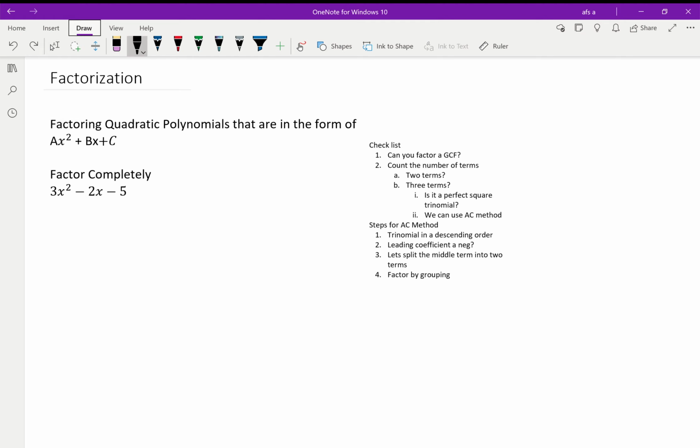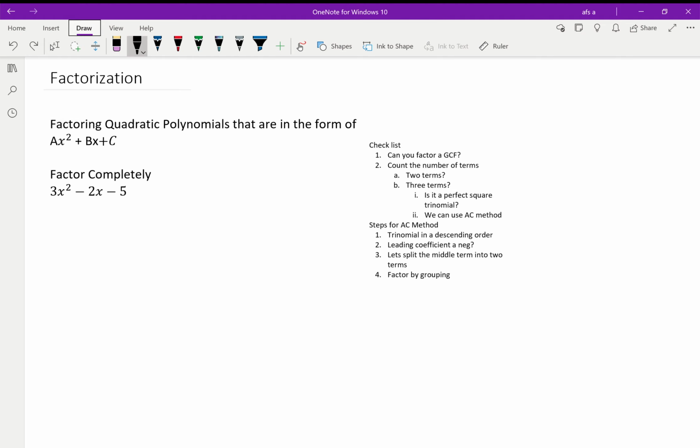Hello everyone. Today we are going to be talking about factoring a polynomial. So this, if you can see, is a quadratic polynomial that we are going to be factoring, and it's in the form of ax squared, where the first term has an x squared, meaning quadratic. The second term is a bx, meaning a single variable, and the last term, c, would be a constant.